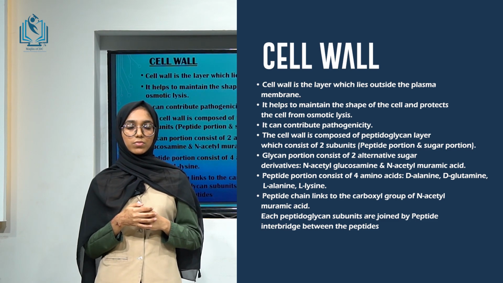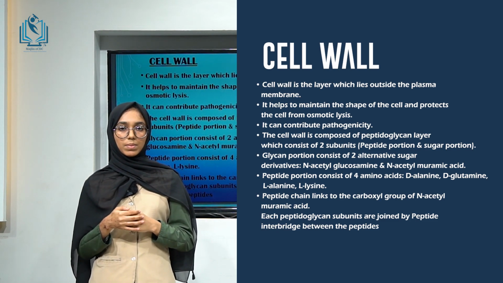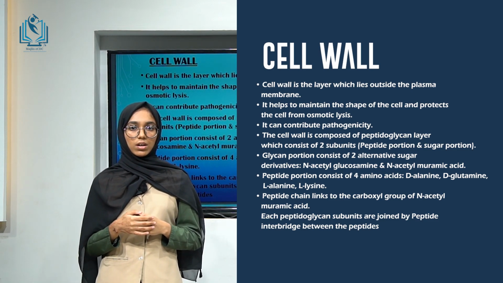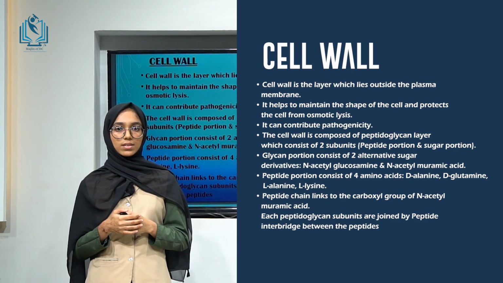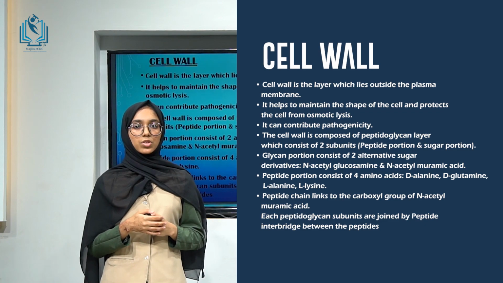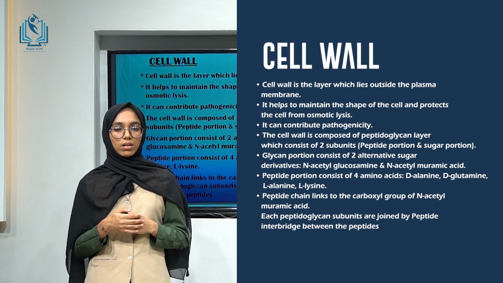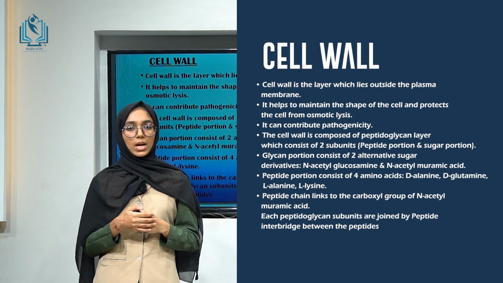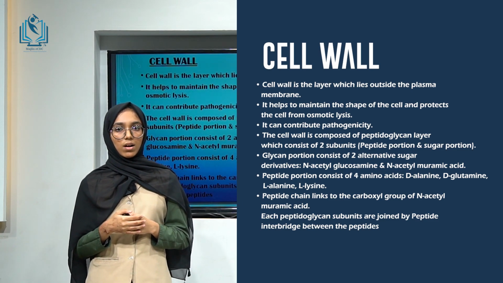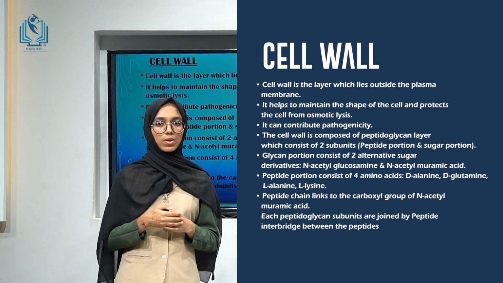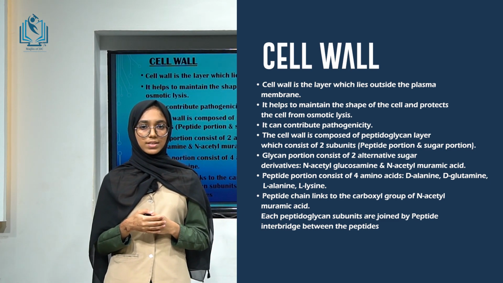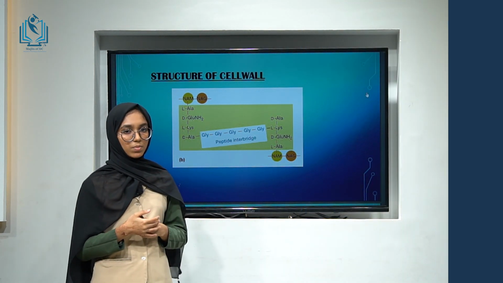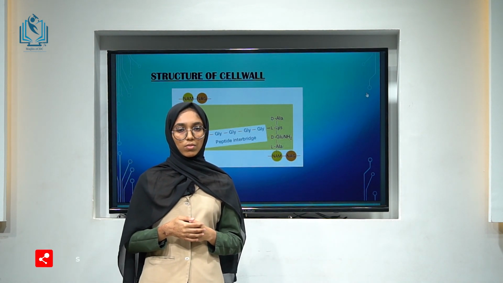Cell wall is composed of two subunits, the glycan portion and the peptide portion. Glycan portion is composed of two alternating derivatives, N-acetylmuramic acid and N-acetylglucosamine. Peptide portion is composed of four amino acids: D-alanine, D-glutamine, L-alanine, and L-lysine. Peptide portion of four amino acids are linked to the carboxyl group of N-acetylmuramic acid to form peptidoglycan subunits. Each peptidoglycan subunit is interlinked by the peptide interbridge between two peptides to form cell wall.